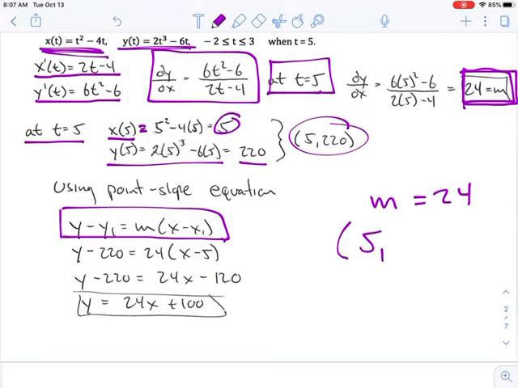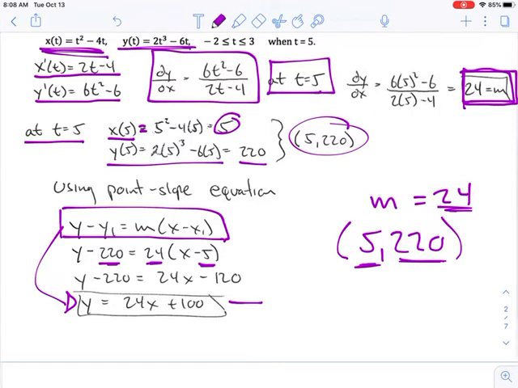I now have everything that I need to write my equation in point-slope form and then rewrite that in slope-intercept form. So we substitute in 220 for y1, 24 for the slope, and 5 for x1. Do a little bit of algebra on it, and we end up with 24x plus 100. That is the equation of the tangent line to the parametric curve at the point where t is equal to 5.